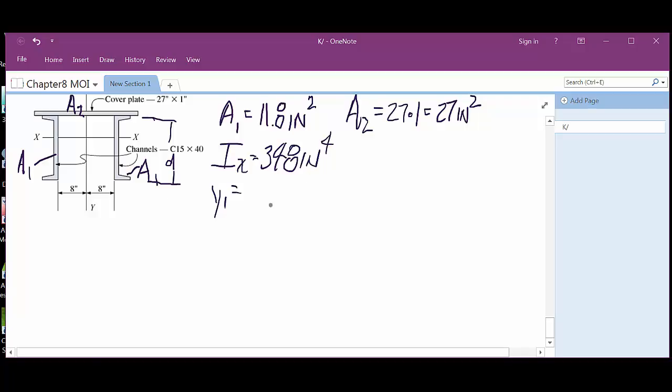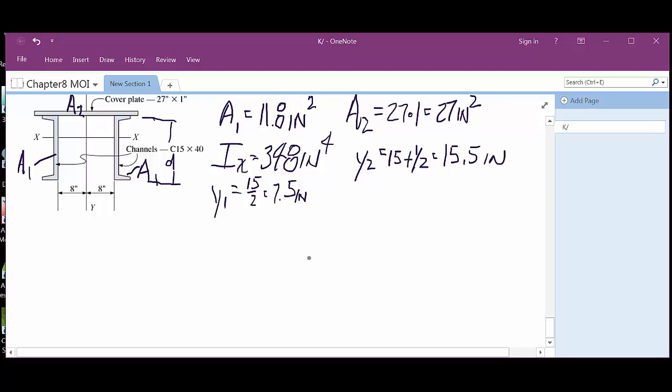Okay, so Y1 is going to end up being 15 divided by 2, right? The height divided by 2, and that's about 7.5 inches. Y2 is going to be what? 15 plus a half inch, right? 15 up to the plate plus 1 divided by 2 is 15.5.